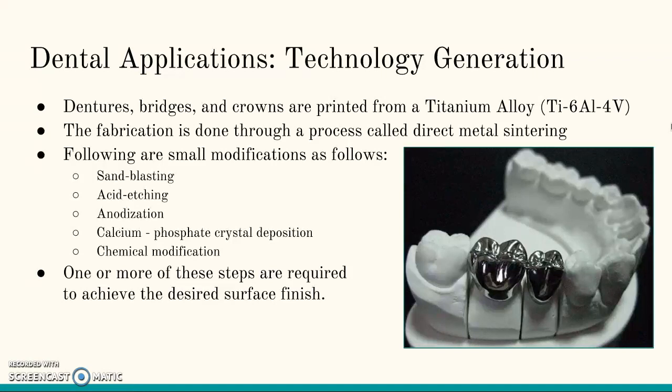In DMS, an ultraviolet curable photopolymer resin paired with an ultraviolet laser is used to cure the liquid into a solid object. Following the fabrication of these implants are one or more small surface modifications. Some of these modifications are as follows: sandblasting, acid etching, anodization, calcium phosphate crystal deposition, and chemical modification. One or more of these steps are required to achieve the desired surface finish.